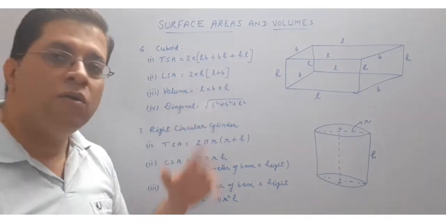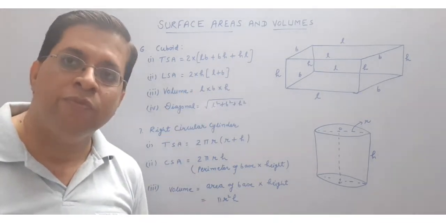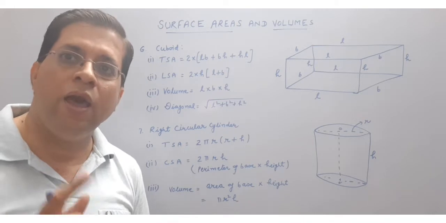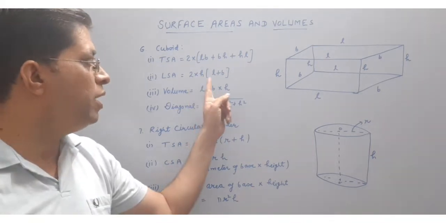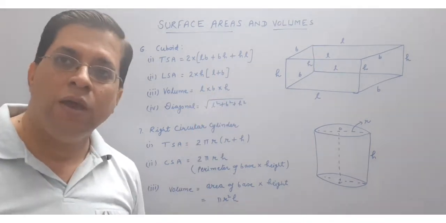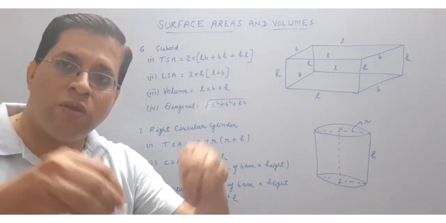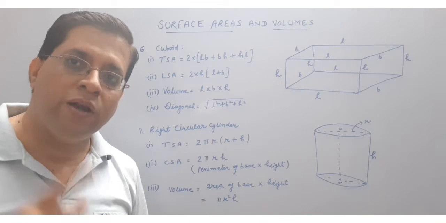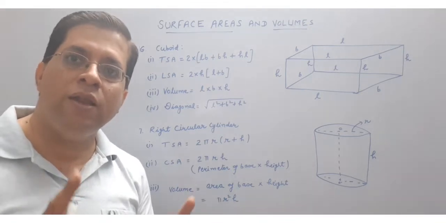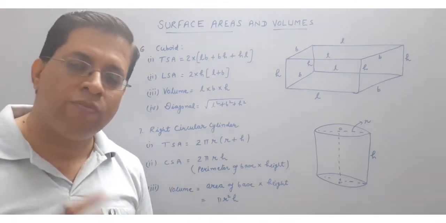What is the LSA of a cuboid? 2 into H into (L plus B). And what is the volume of a cuboid? How much can be occupied in it. Volume is L into B into H.